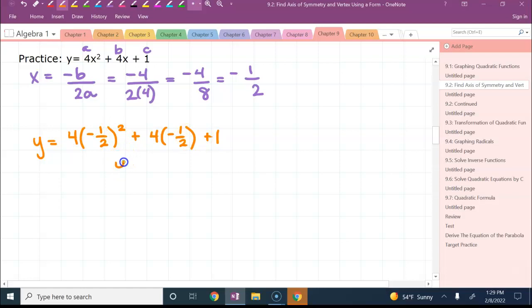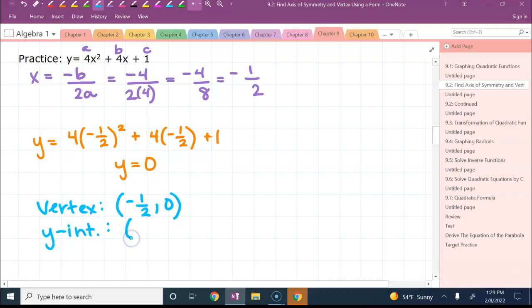When you do this here, you should have gotten y equals 0. Okay, so your vertex is going to be at negative 1/2, comma, 0. The y-intercept, which is the other important thing that we need to help us graph these, is that c value. So that's that number at the very end there. So you're going to put 0 always in for your x, and 1 goes in for your y. And again, that's the same idea as if I was putting zeros in for all those x's up above.